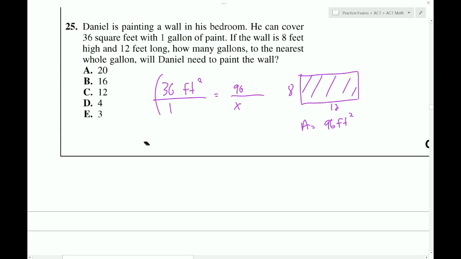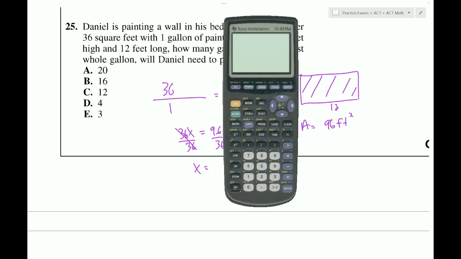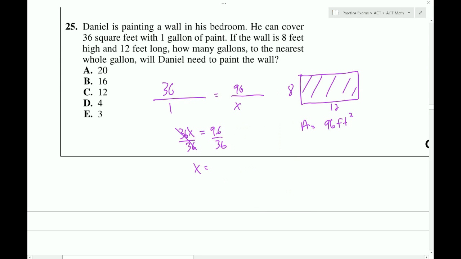Okay, and then I can just cross multiply. So I get 36x equals 96, divided by 36. And x would equal, let's see, 96 over 36. Alright, so 2.6. So that would mean 3 gallons, right?